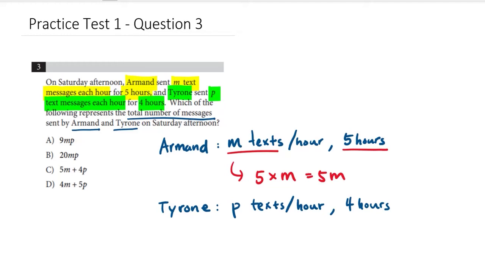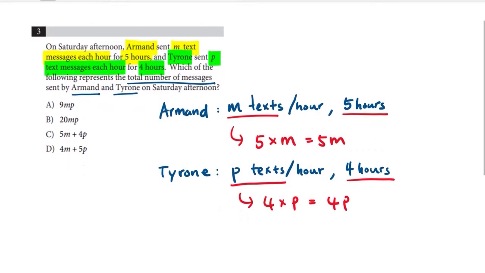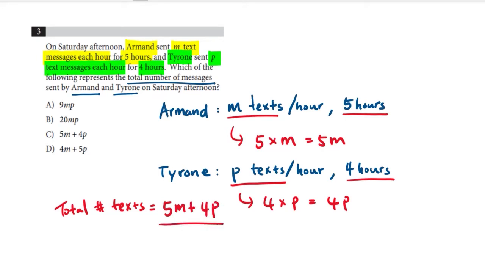And the same thing can be done for Tyron. So p number of text for 4 hours. So that will be 4 times p, which is 4p. So simply, we just need to find the total number of messages, which is the addition of these two. So the total number of text will be 5m plus 4p. Since they are not like terms, that will be just the answer, which is answer C, 5m plus 4p.